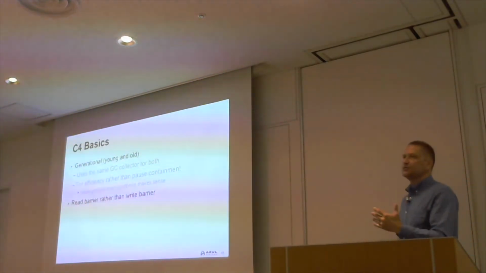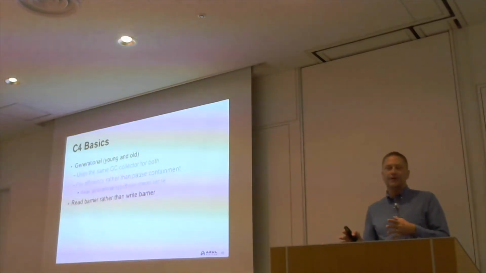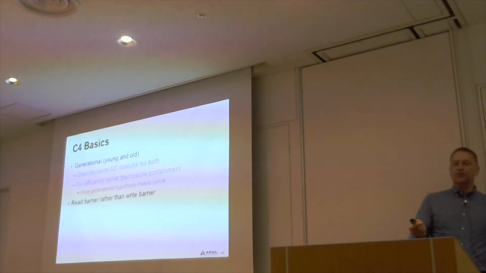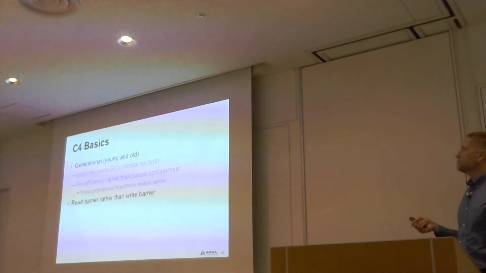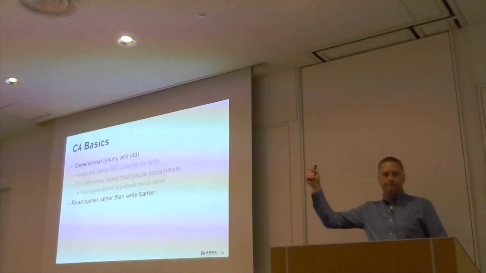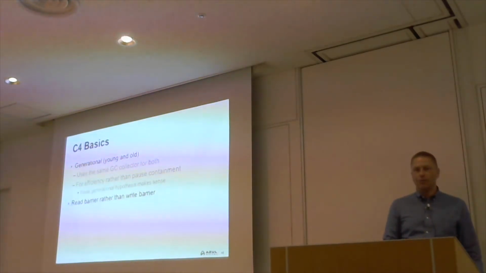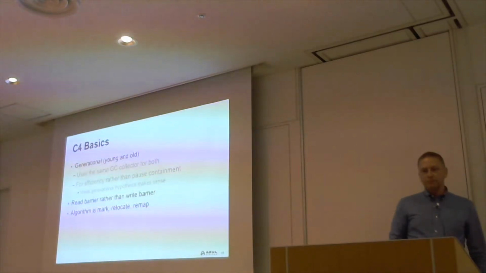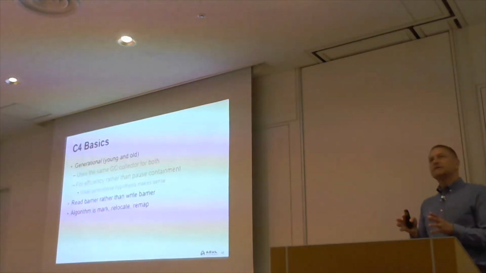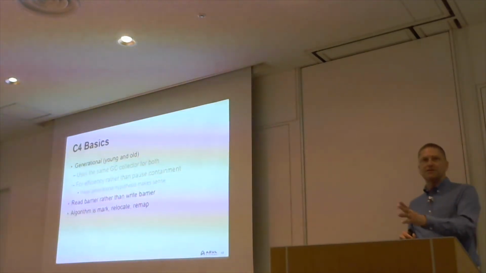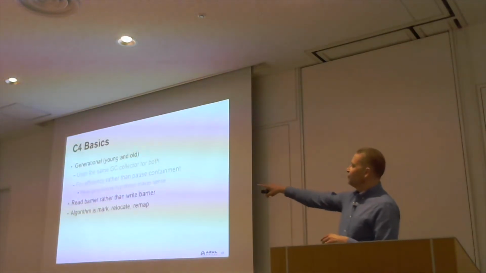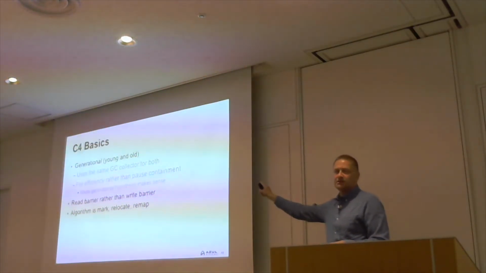Most algorithms use a different collector on the young generation to the old generation. We use the same collector on both. And really the reason for doing that is more about efficiency than for other reasons. A very important thing about how this algorithm works is the use of a read barrier rather than a write barrier. Again, we'll explain more about that. So the algorithm that we use is quite similar in some ways to the CMS, concurrent mark sweep, algorithm. We have three phases, which are mark, relocate, and remap.